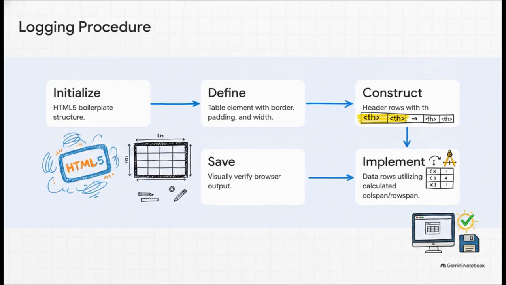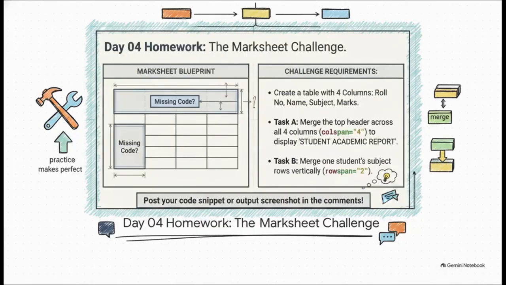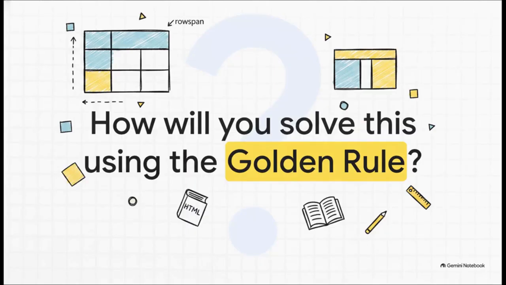We're going to wrap up today's explainer with a hands-on exercise directly from the source material. This is the Day 04 homework, the Marksheet Challenge. Because let's be real, practice makes perfect, and this blueprint provides the exact constraints you need to pressure test your new skills in a totally realistic scenario. So, here's your final challenge.